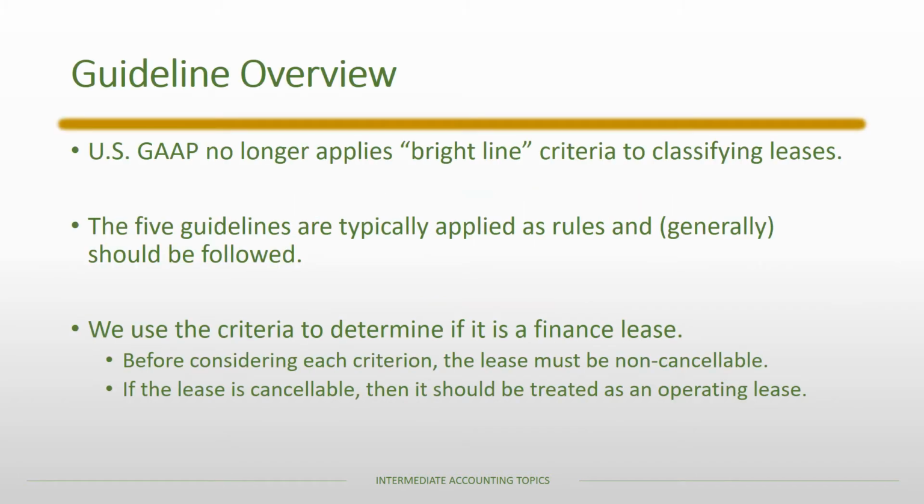So again, US GAAP no longer applies these criteria as bright line rules. The five guidelines that we're going to talk about are typically applied as rules, and should generally be followed, but they aren't as black and white as they were before. We use these criteria to determine if it is a finance lease. Before considering each criterion individually, the lease must be non-cancelable. If the lease is cancelable, then it should be treated as an operating lease.